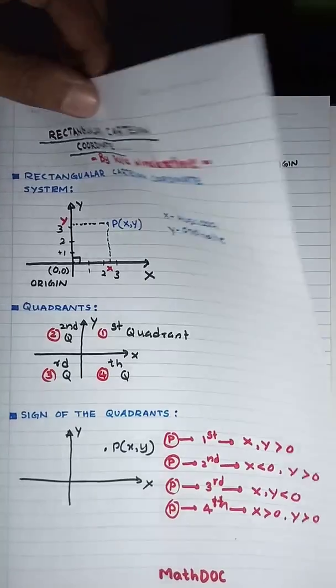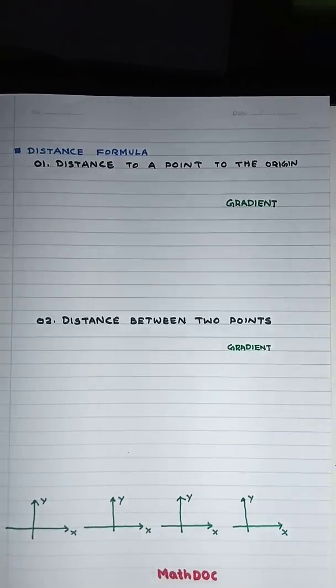Let's move further. Under coordinate geometry, there are a few theorems. The first one we call the distance formula. Here we are going to discuss the distance to a point from the origin, as well as the distance between 2 points.